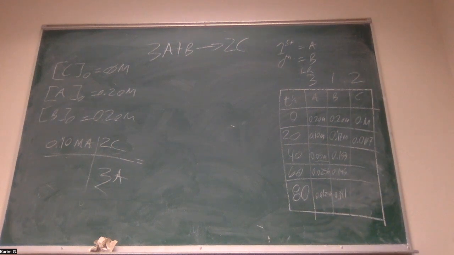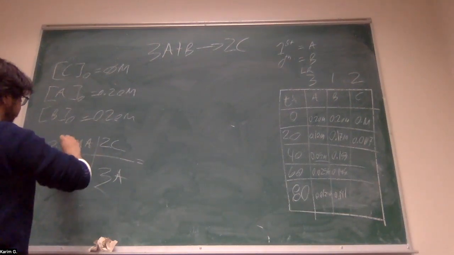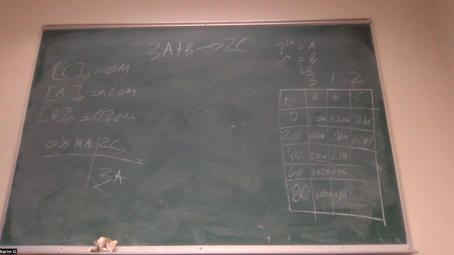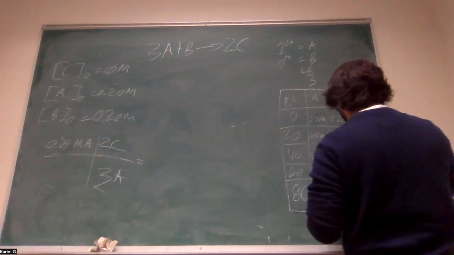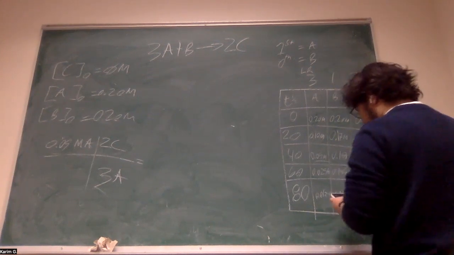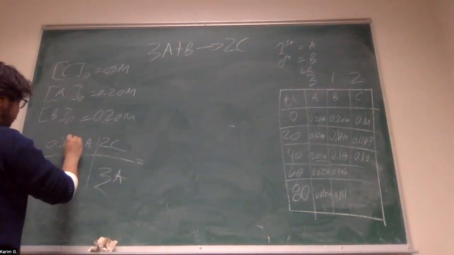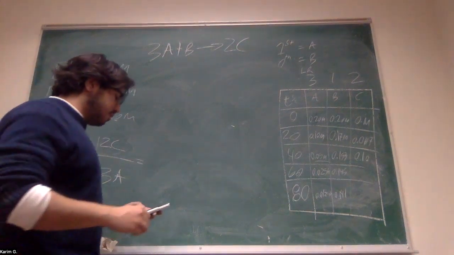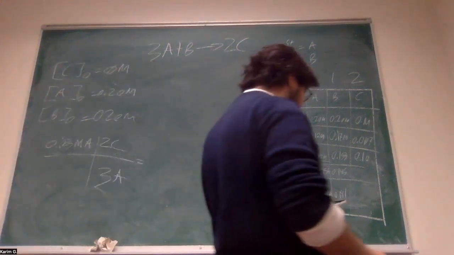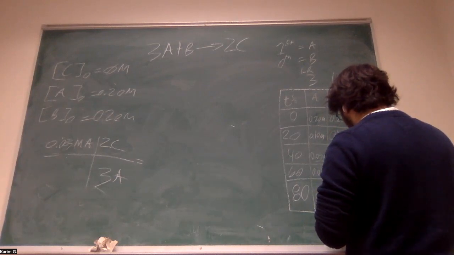Okay. Same deal. 0.05 times 2 divided by 3, right? Plus 0.067 would give me around 0.10. Keep going back and forth. 0.025 times 2 divided by 3. 0.016 plus 0.10. 0.12 molar.